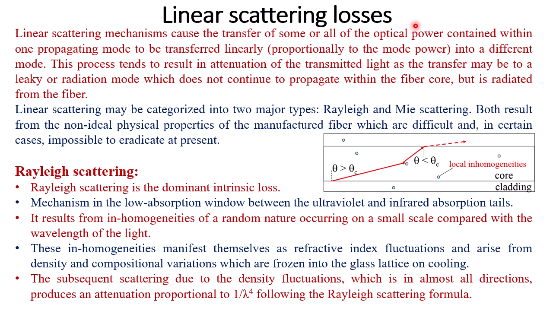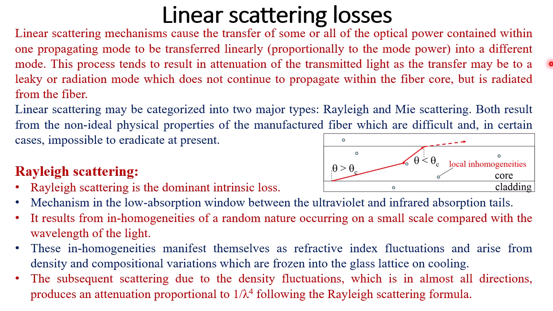Linear scattering losses. This is another kind of loss mechanism that takes place inside the fiber. Linear scattering mechanisms cause the transfer of some or all of the optical power contained within one propagating mode to be transferred linearly, which is proportionally to the mode power, into a different mode. So this process tends to result in attenuation of the transmitted light, as the transfer may be to a leaky or radiation mode which does not continue to propagate within the fiber core but is radiated from the fiber.